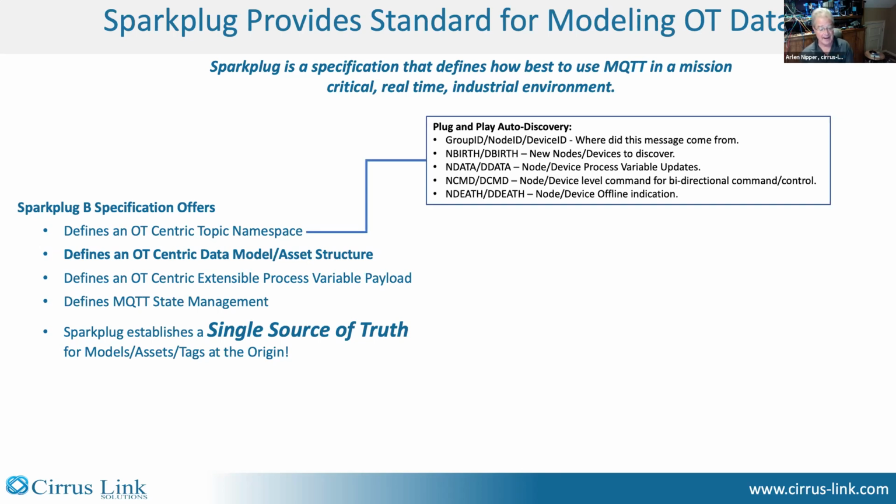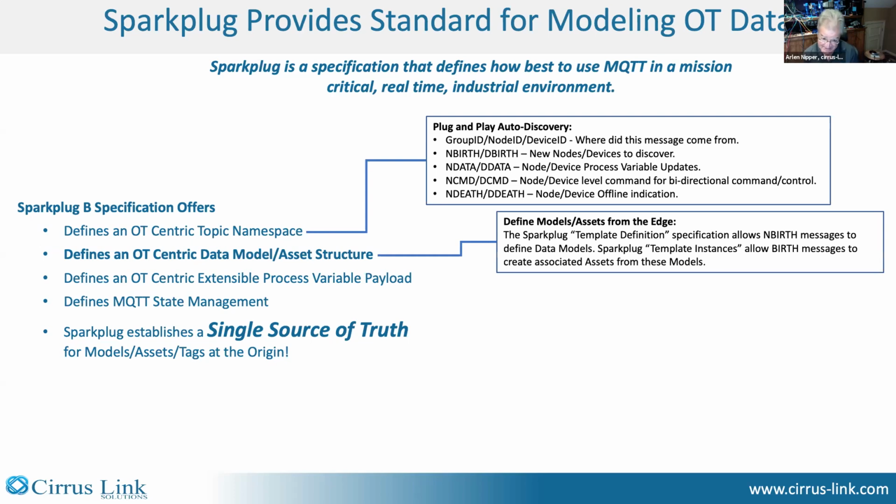The first thing by having a standard topic namespace is I've got plug and play auto discovery. Given the fact that I know there's a group, a node, and a device, I know where this message came from. A birth tells me I just had a new device come online. A DData command means that I've got a piece of report by exception information. Now I can update my process variables. And again, I've got the notion of a death already built into MQTT, and I've got the notion of a birth, and now I manage the state of my devices.